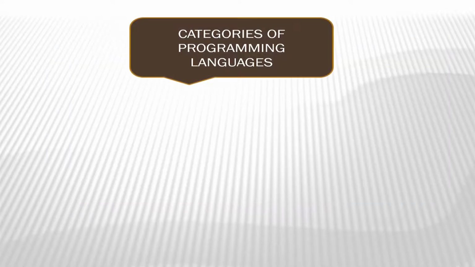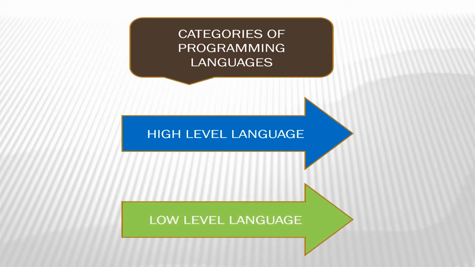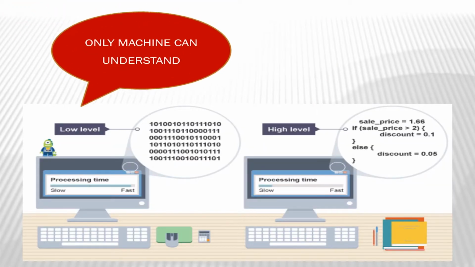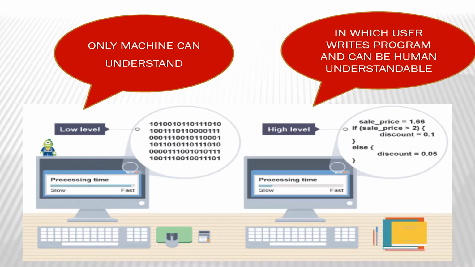Programming languages can be divided into two categories: high-level language, in which the user writes a program that is human understandable, and low-level language, in which the machine can understand the program. High-level language can be understood by humans, whereas computers understand machine language. So we need to convert programs from high to low. This is done with the help of language interpreters.